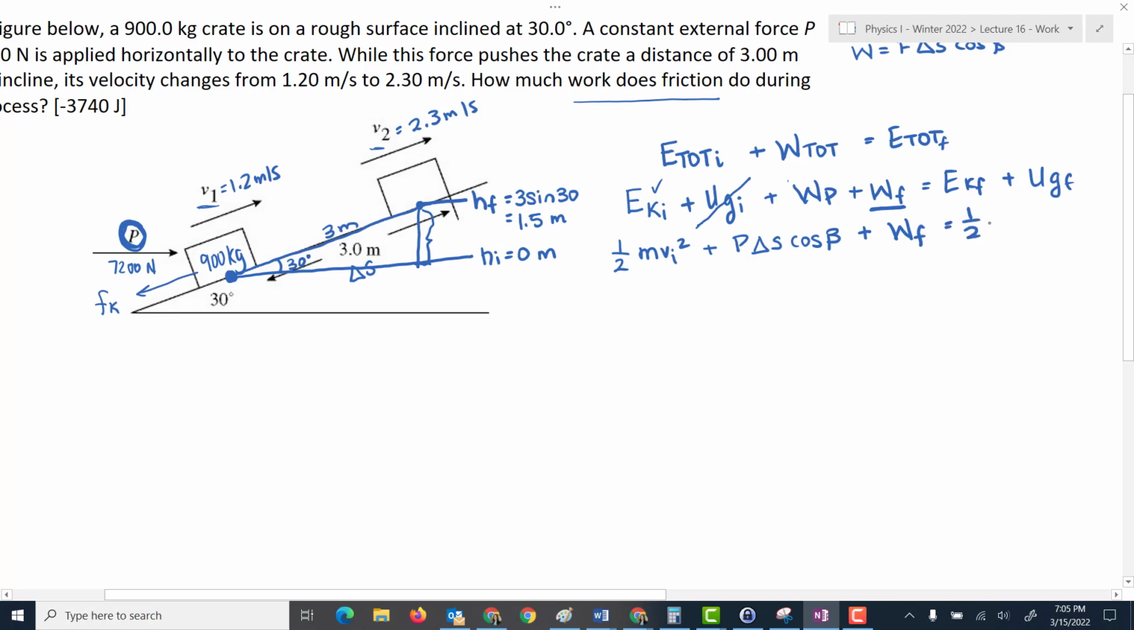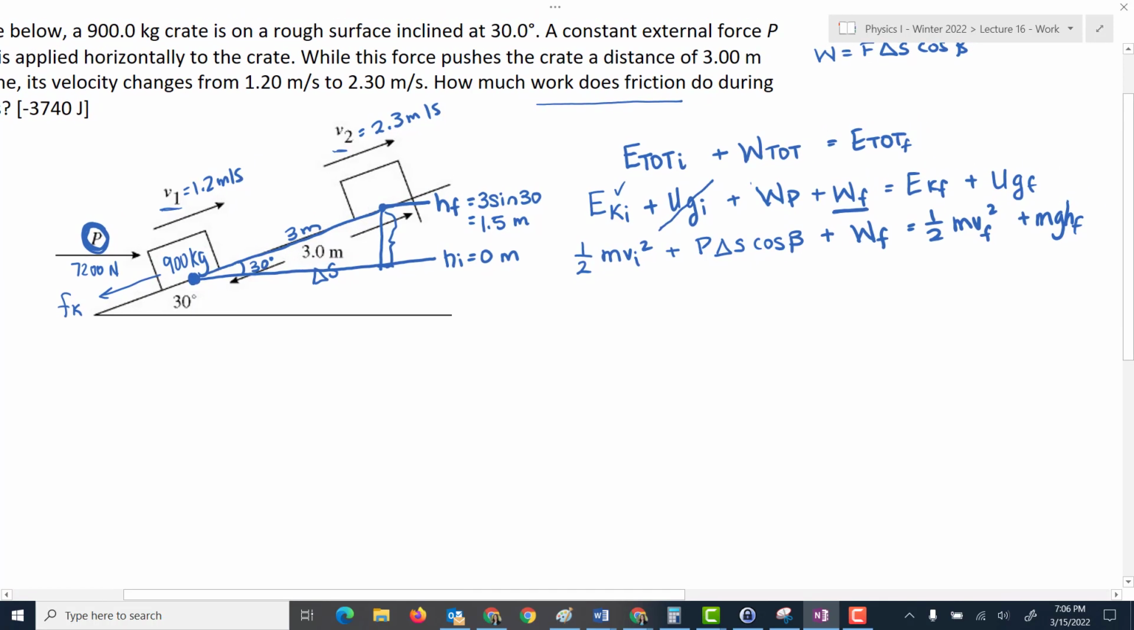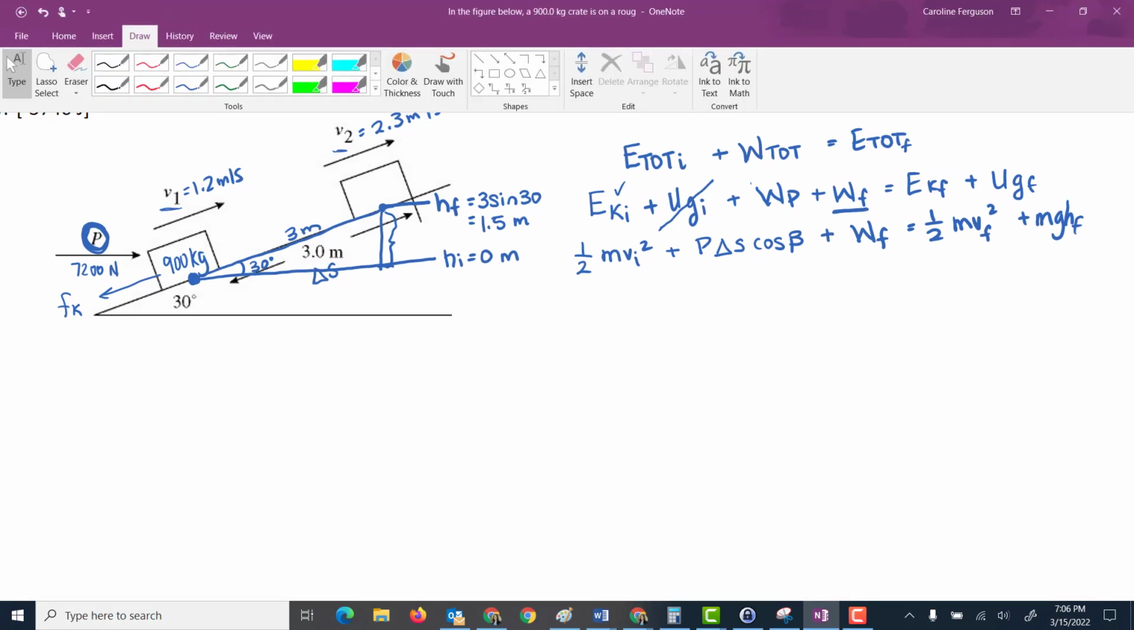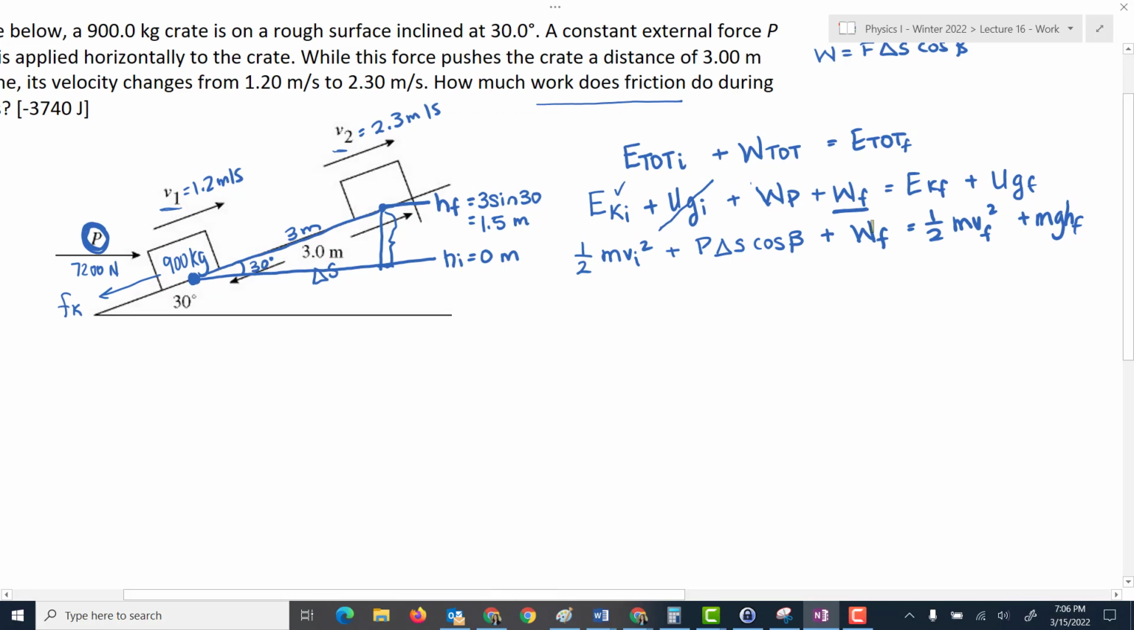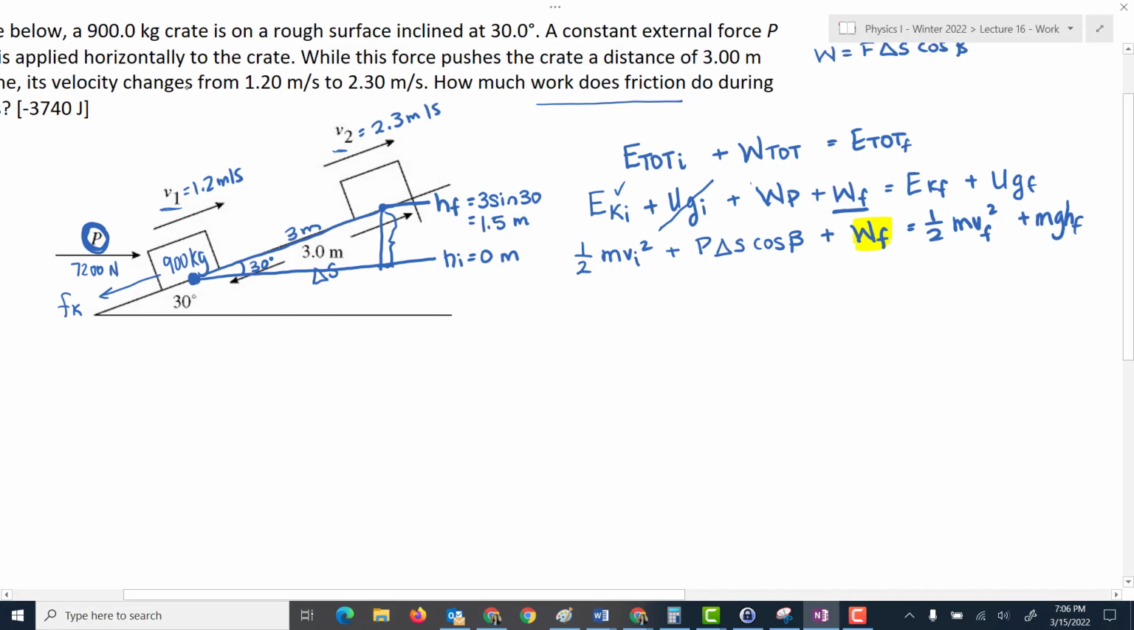Then I'm going to go ahead and put in my equations again: 1/2 m v final squared plus mgh final. Okay, so the goal of this question is to find how much work friction does. So that means this right here is what I'm trying to solve for. I can just rearrange right now if I'd like. I can say the work done by friction is equal to, and I'm just going to rearrange everything. Everything on the right is staying on the right: 1/2 m v final squared plus mgh final.